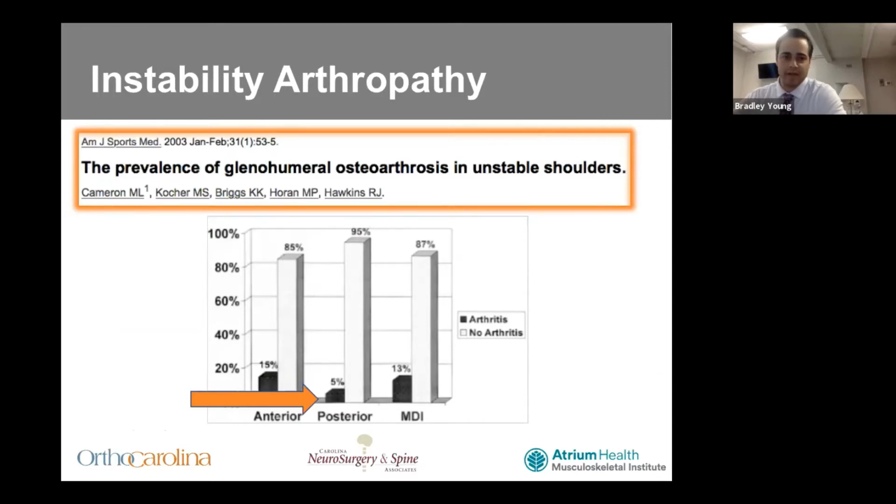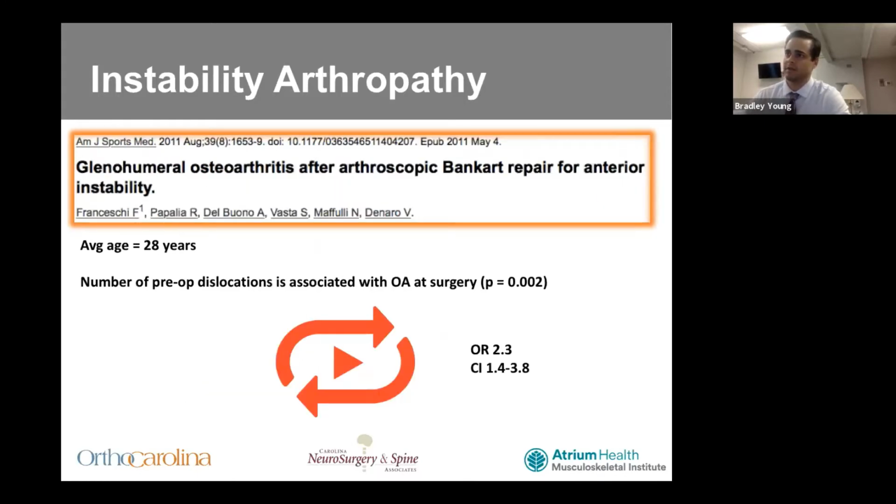Instability arthropathy can also present after posterior instability, as we can imagine. So Cameron et al. report a 5% rate of instability arthropathy in patients that presented with clinical posterior instability. The average age of this 5% of patients was 35 years. And as we would expect, we do have evidence that recurrent dislocations and chronic instability are associated with a higher rate of radiographic change.